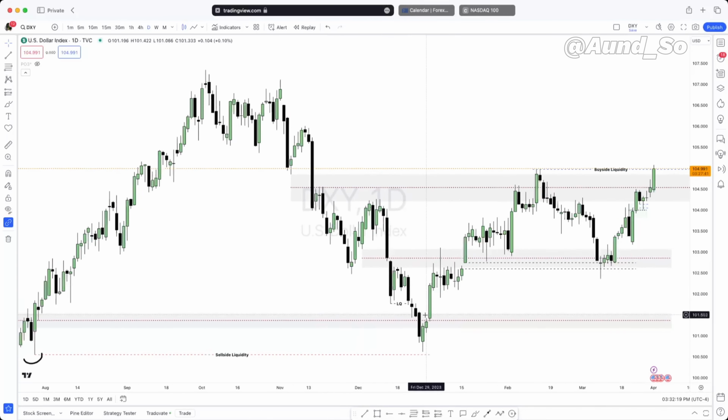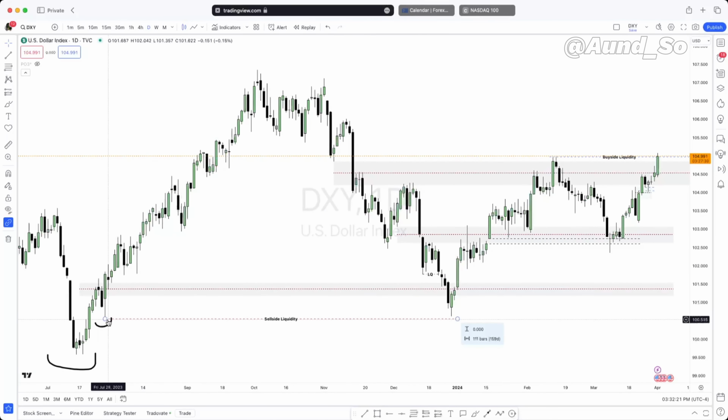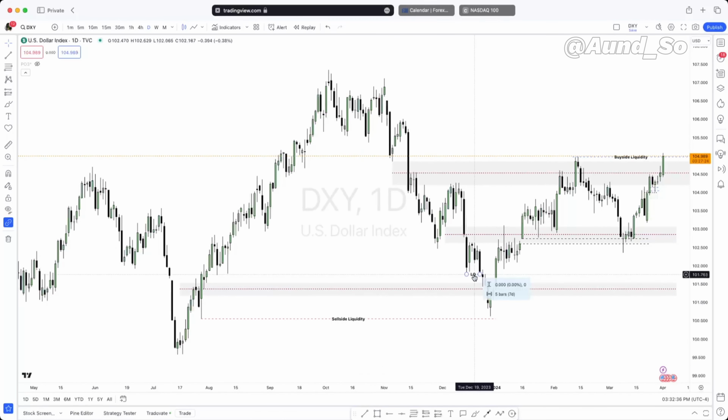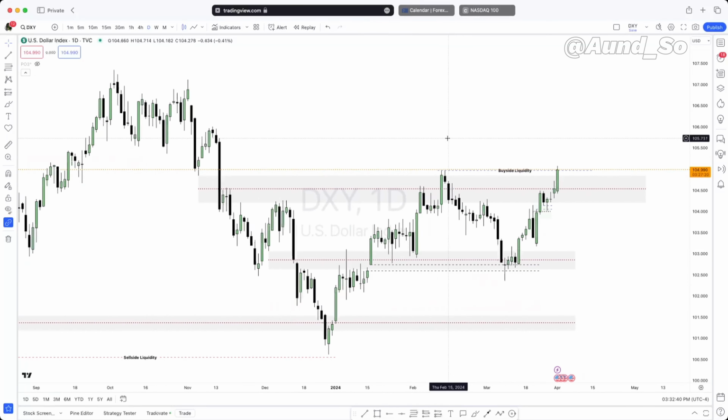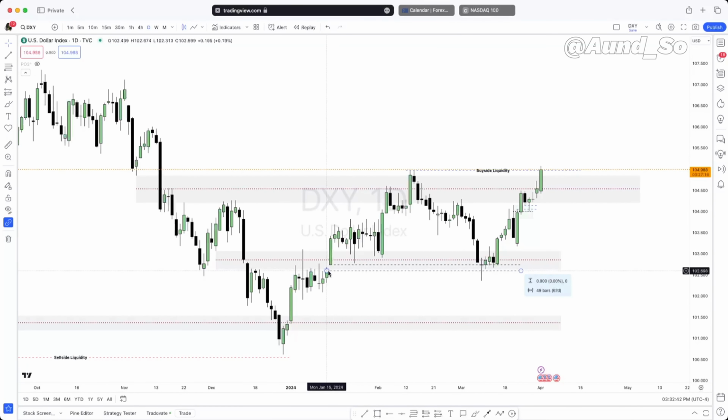It took liquidity out here, so it didn't necessarily need to take out this liquidity. And if it did take that out, then the dollar probably would have been going lower, because if it took this out, what's stopping it from taking this out? If you understand, I put it in the course, you should understand by now. So there's a volume imbalance right here. You know what I mean?